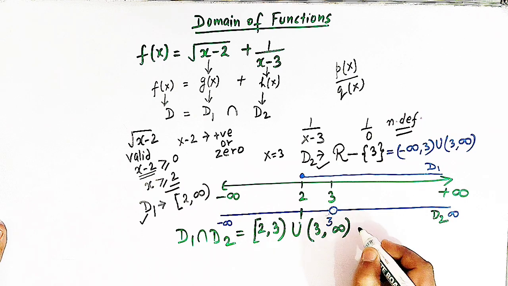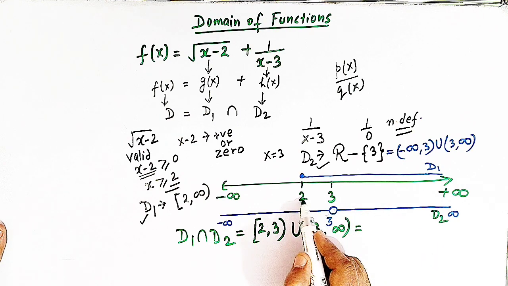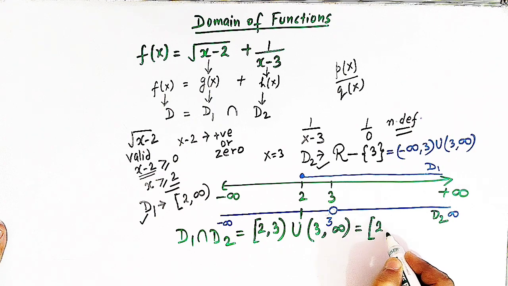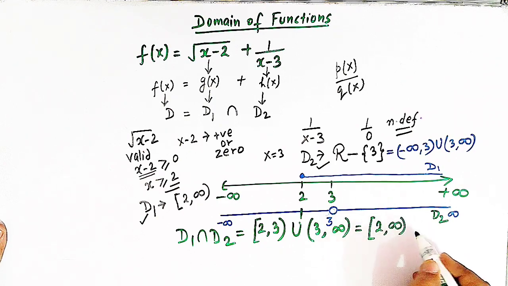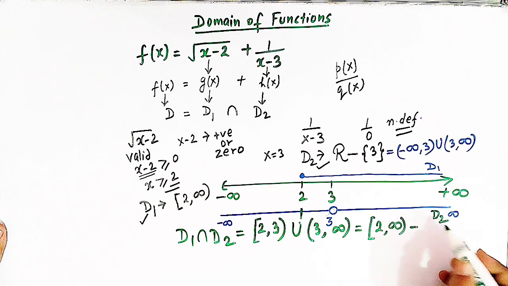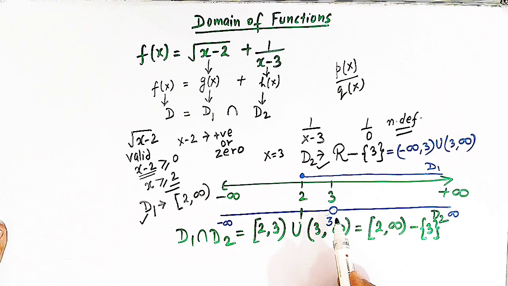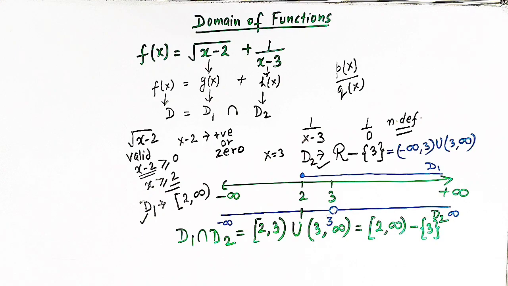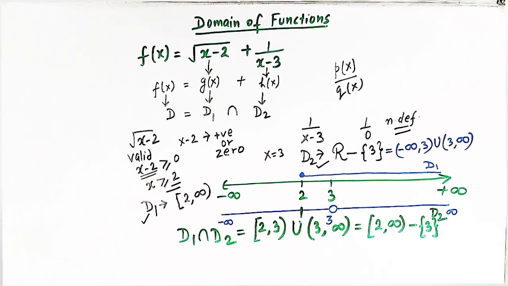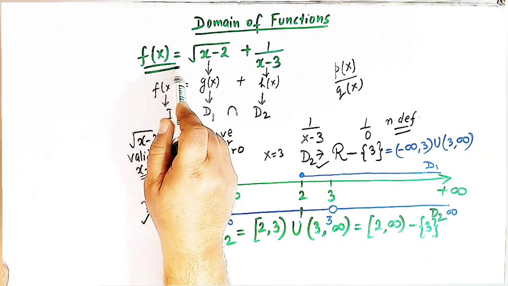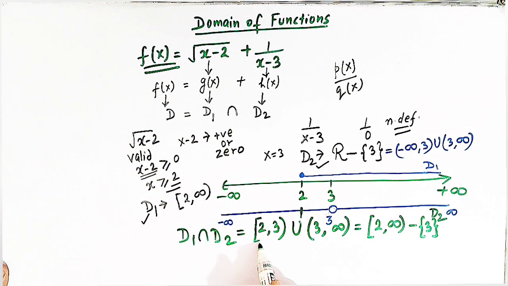We can also write this expression in a compact form: we can go straight from 2 to infinity, and then write a negative sign and exclude 3, right? Because 3 appears between 2 and infinity. So the domain of this function f of x is given by either this interval or this one.